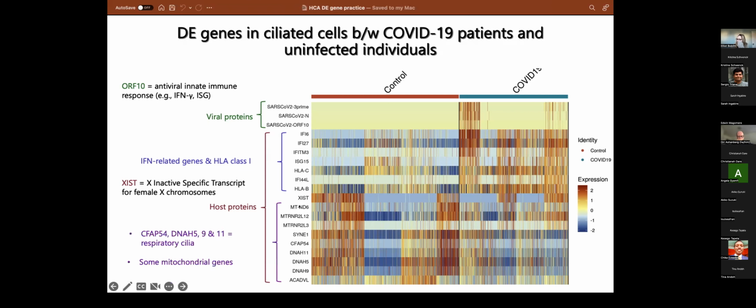And if genes start with MT, these are mitochondrial genes, and they are expressed in both control and COVID, so it's really not characteristic. But in the control patient, there are some genes that are specifically expressed or upregulated, and they are related to respiratory cilia function. So maybe in the COVID-19 patient, these cells are not really functional.